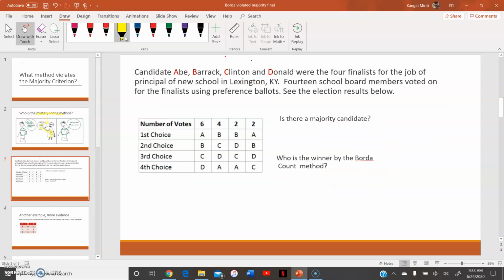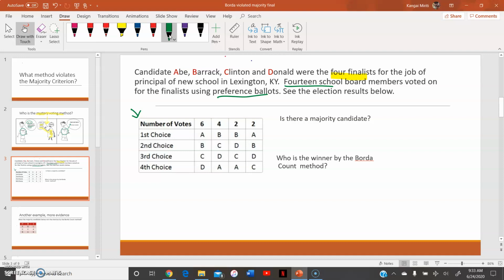So let's begin by looking at an example of an election where we have 4 candidates. We'll just call them A, B, C, and D. And they're the finalists for a job of principal at a new school in Lexington. And there are 14 school board members that vote on these finalists, and they use preference ballots. And the election results are shown below in this preference schedule.